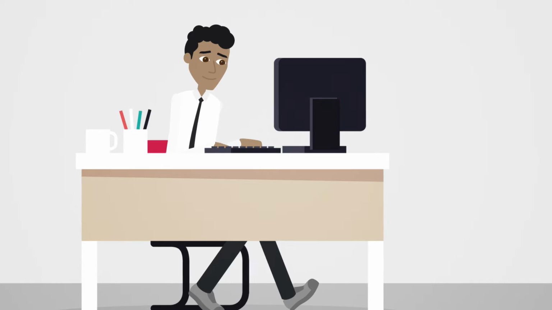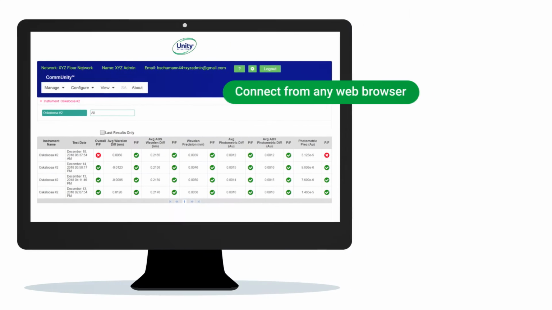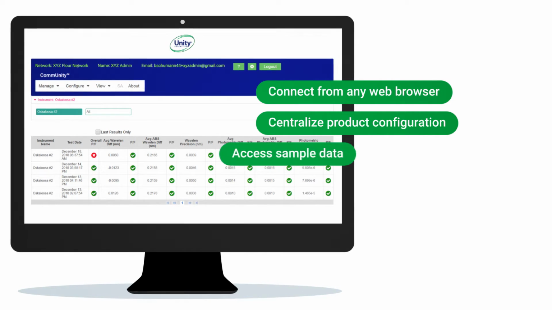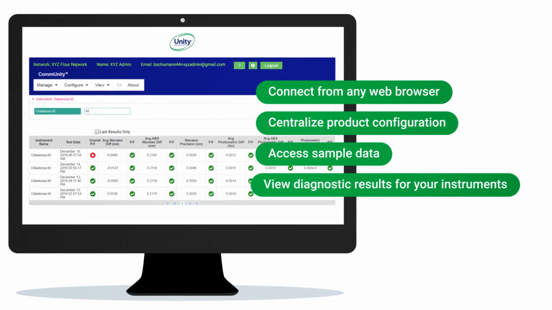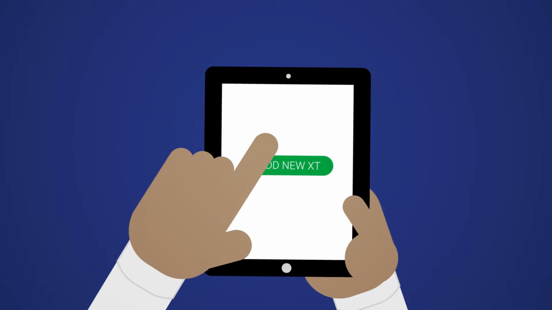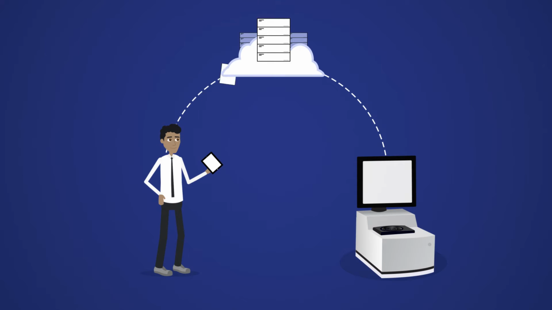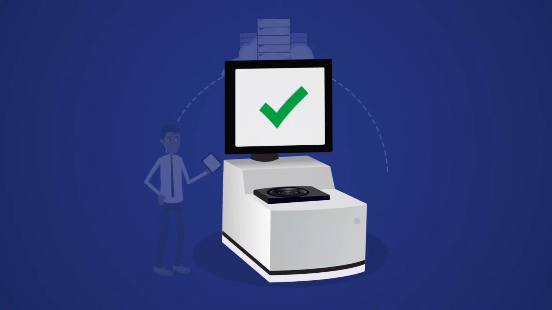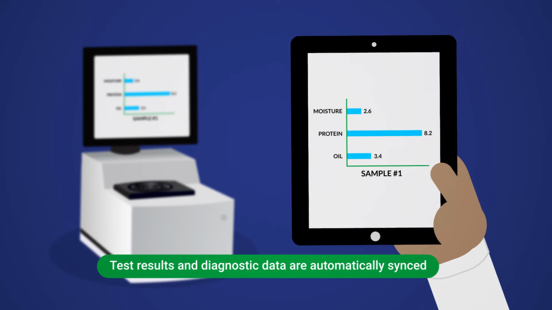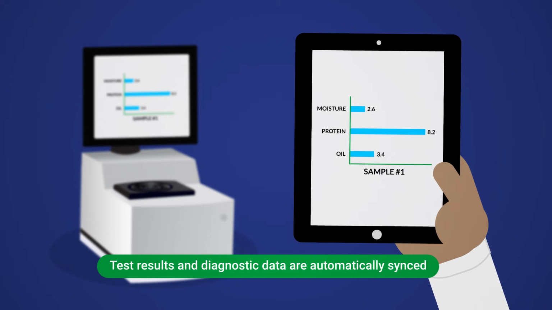Control begins with the Community Dashboard. Available on any web browser, our dashboard allows you to centralize product configuration, access sample data, and view diagnostic results for all instruments in your private network. With Community, getting a new instrument up and running is a snap. Once connected, test results and diagnostic data are instantly returned to the dashboard, simplifying oversight and data analysis.